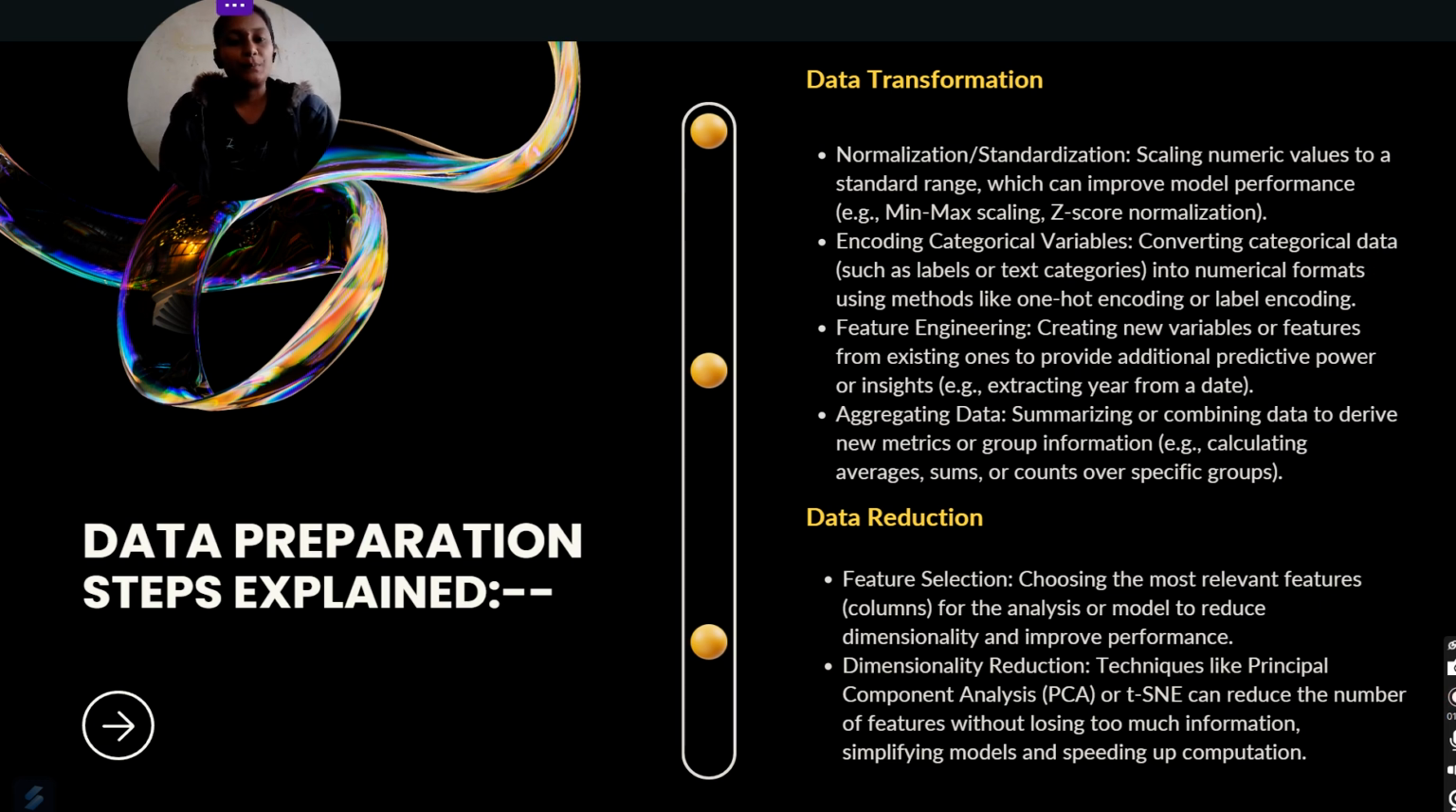The next step is data transformation, in which the first step is normalization and standardization, which means scaling numeric values to a standard range, which can improve model performance. For example, min-max scaling, z-score normalization. Second is encoding categorical variables, converting categorical data into numerical formats using methods like one-hot encoding or label encoding.